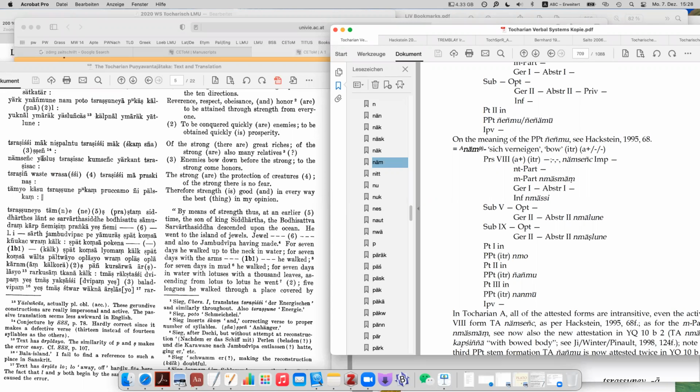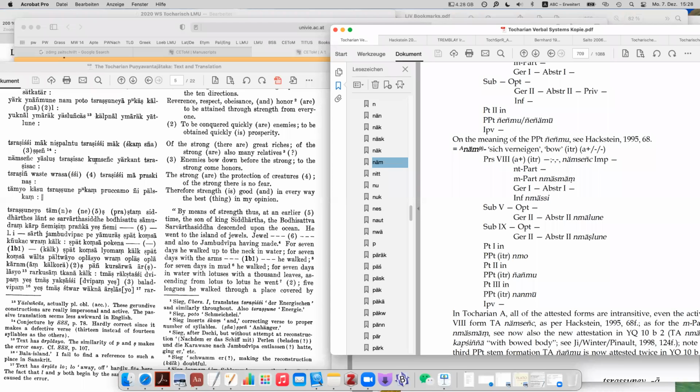It's actually the enemy. So yaslush is plural. So the enemies bow down to the strong ones. So here, ch is actually allative. Yeah. So and then this is plural. So the enemies bow down to the strong ones, right?